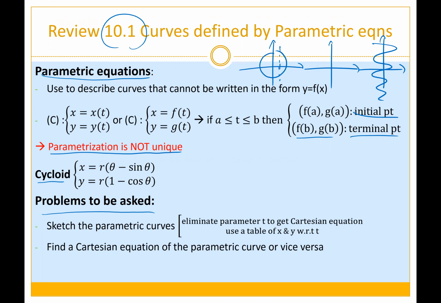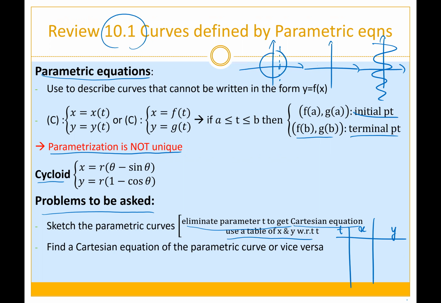And so to sketch the parametric curves, sometimes it's easy to sketch it out, but usually the approach is to eliminate the parameter t to get a Cartesian equation, or we can have a table of x and y with respect to t, and we just sketch those points in 2D. In 230 and 231, you're not going to eliminate the parameter t, because those equations are usually not representable in Cartesian coordinates. So in that case, a table of x, y, z with respect to t will be a better choice to graph the parametric curves.